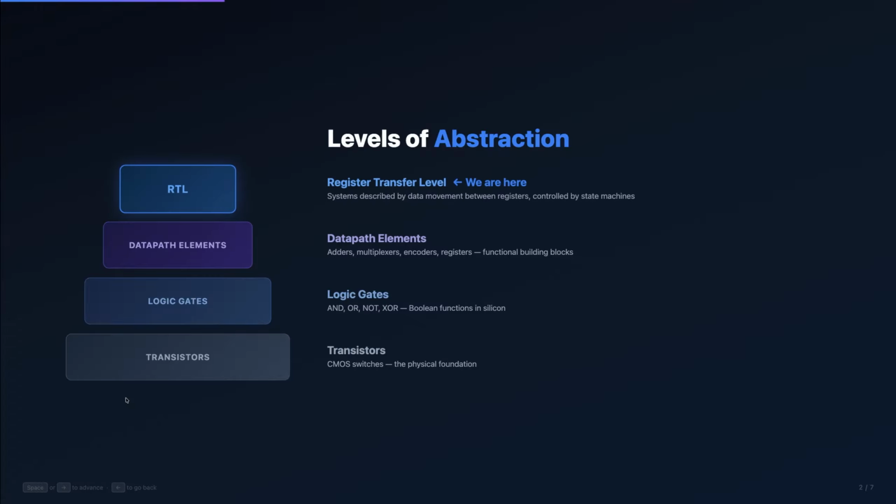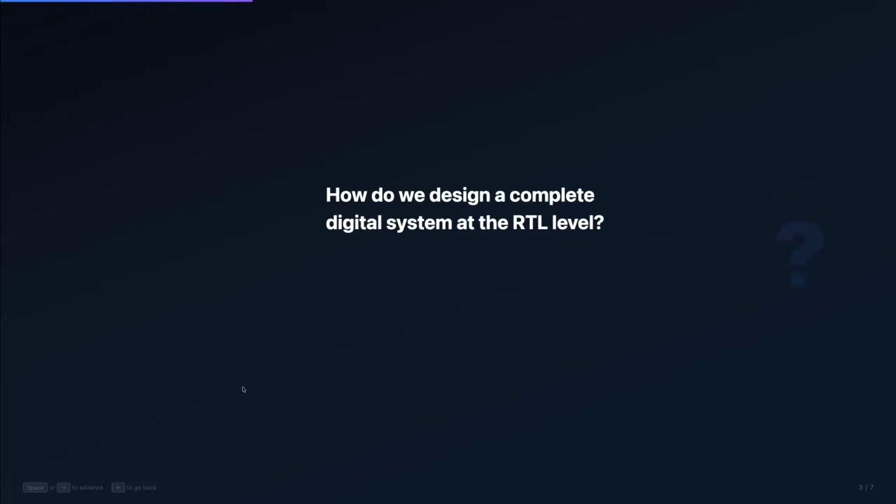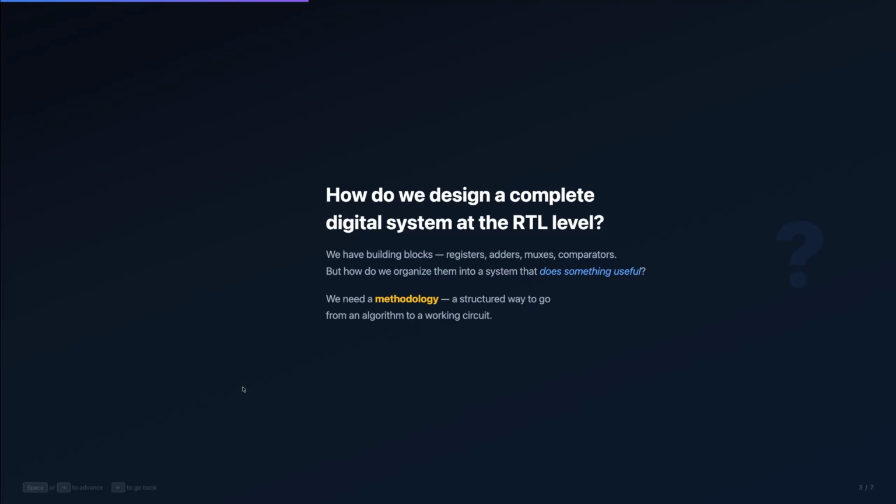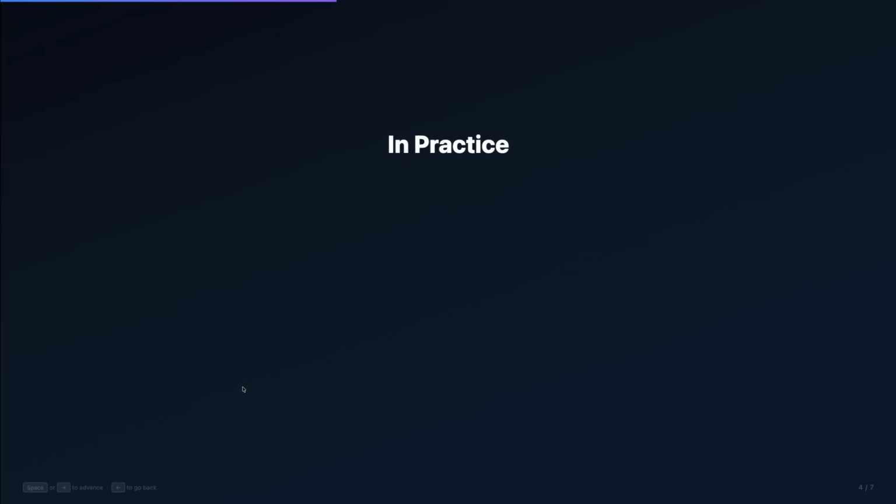Next is the RTL level, register transfer level. This is where we are. This is a place where a lot of digital design work happens. So how do we complete a digital system design at the RTL level? We have the building blocks. Now we need to organize those into some methodology that helps us make systematic progress towards solved circuits that accomplish things with the design that we want to have.